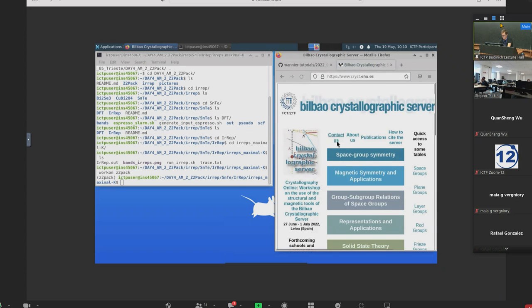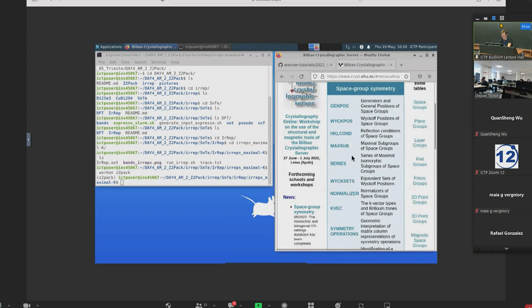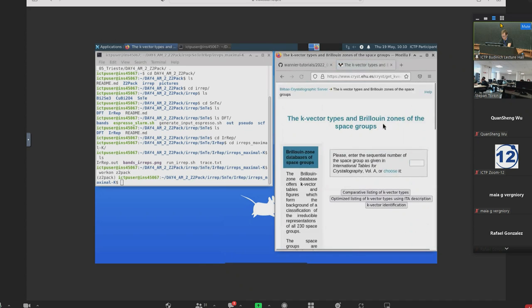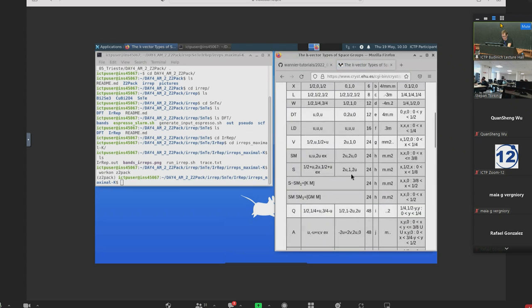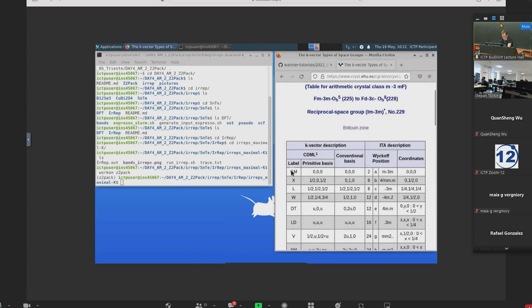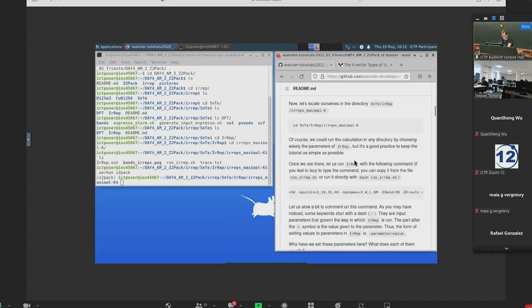There's a program here. If you go to the first toolbox, space group symmetry, KBEC, and introduce here the number of your space group, in this case a face-centered cubic space group, number 225, and hit enter, you see here the labels of the k points. We are using just the same labels here. That's how we get to know the labels.